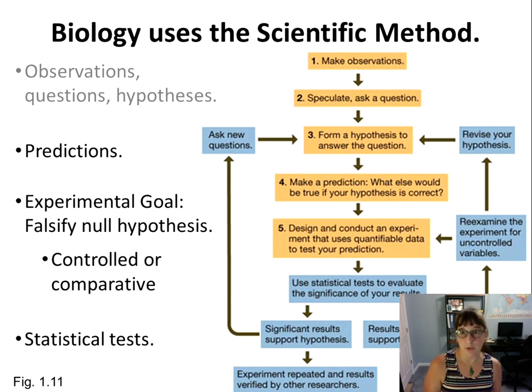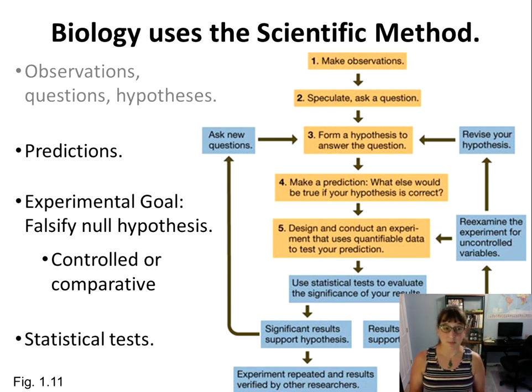What else would be true if your hypothesis is correct? Right? So one thing that would be true if Dr. Tarvin's hypothesis is correct is that poison frogs would not respond to their own toxin. Okay? She could then design and conduct an experiment that uses quantifiable data to test whether or not they are resistant to their own toxins.